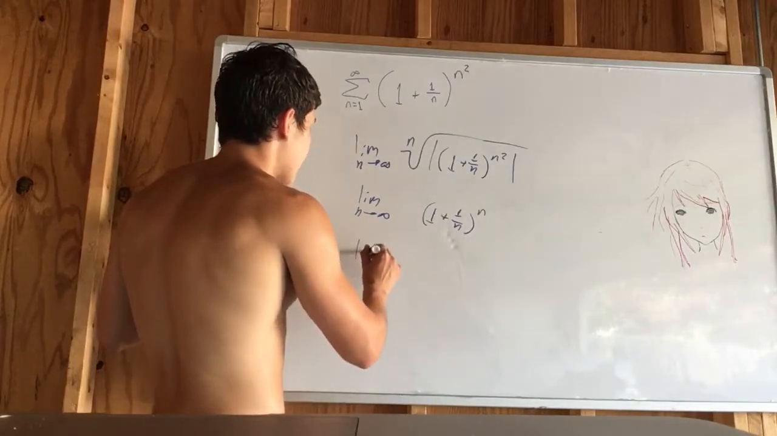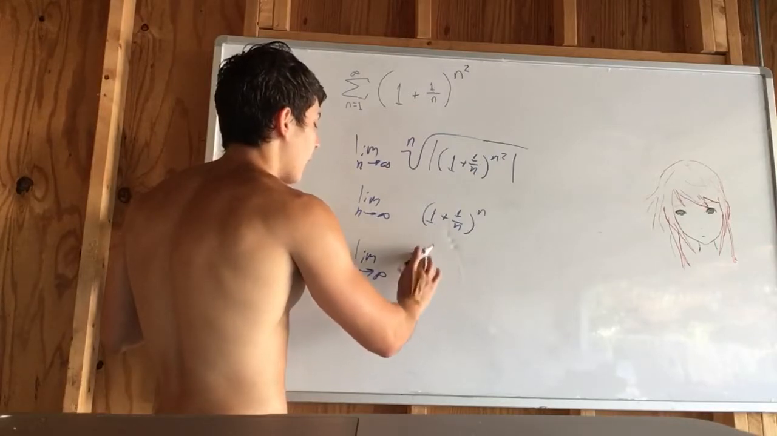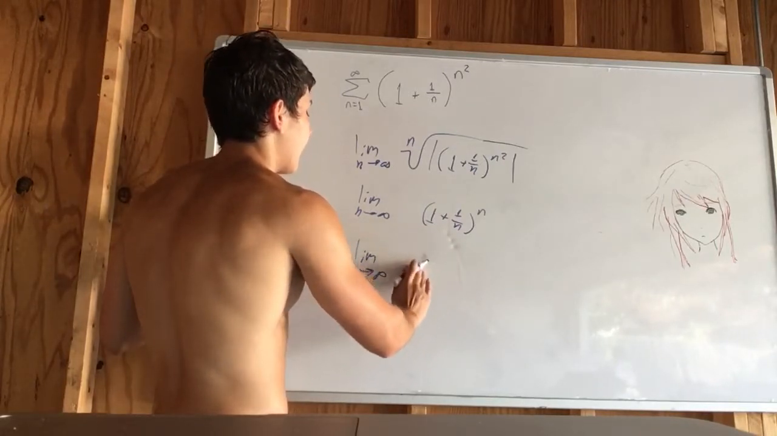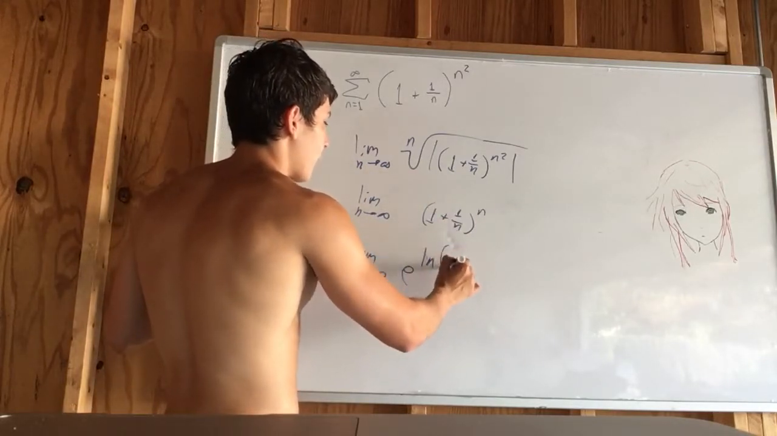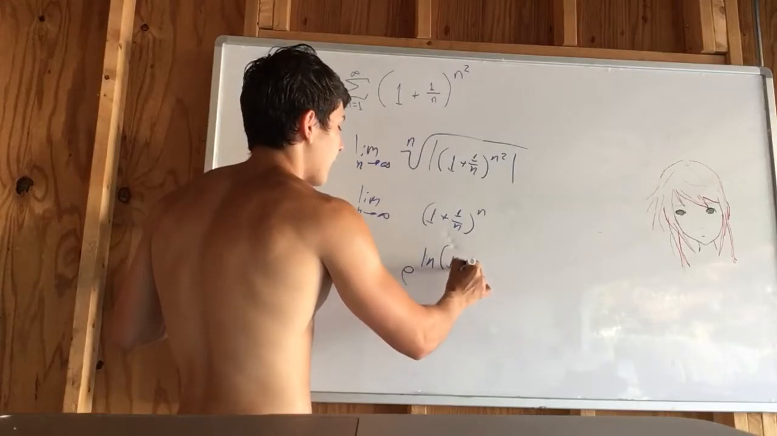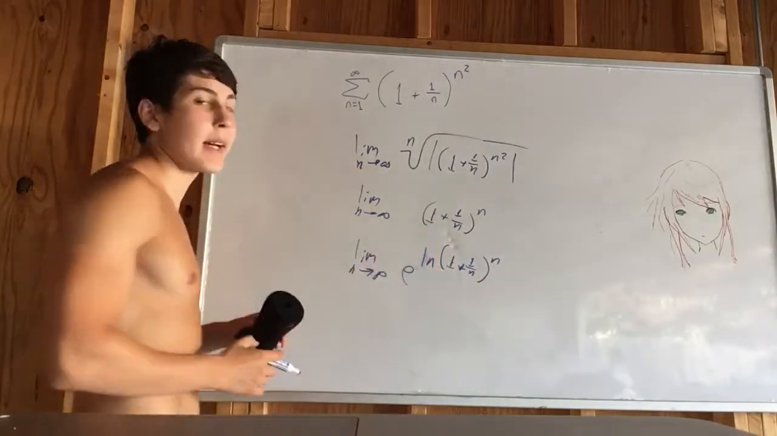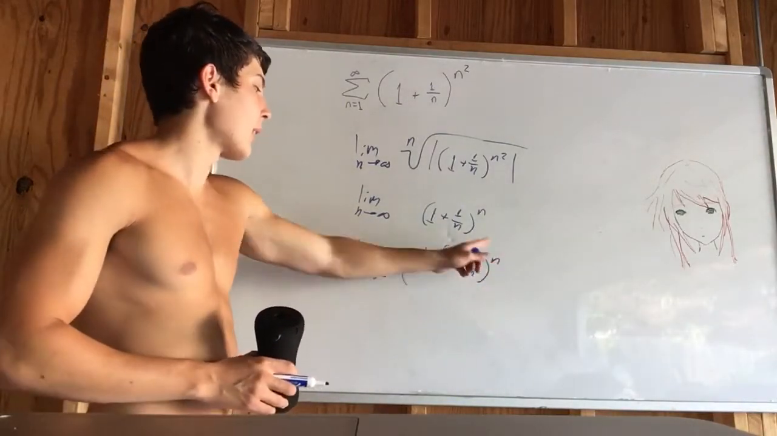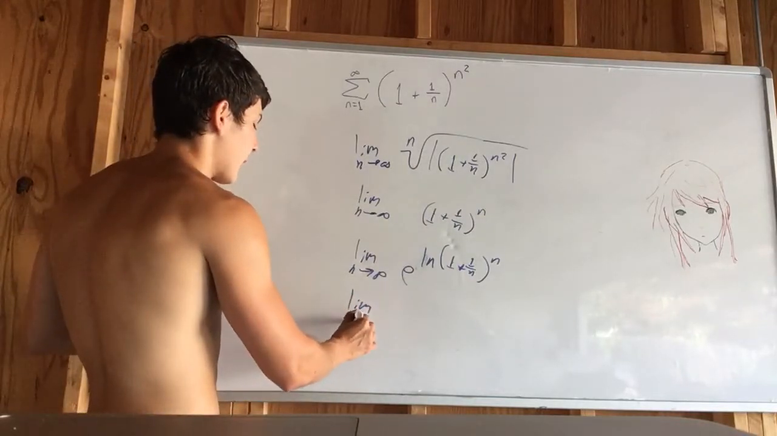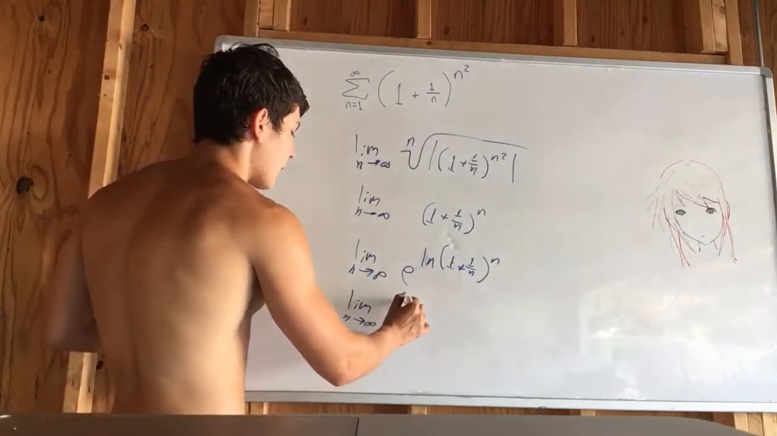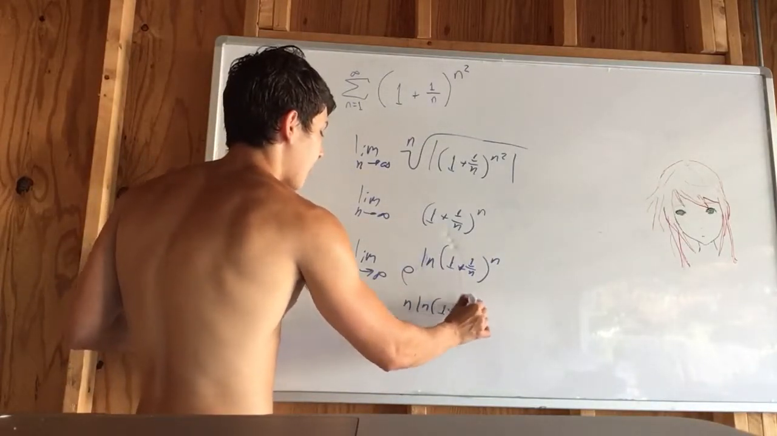We have the limit as n approaches infinity of e to the power of natural log of this. The reason we're doing this is because now we can use a natural log property that we could bring down the exponent to be multiplied. Limit as n approaches infinity of e to the n natural log of 1 plus 1 over n.